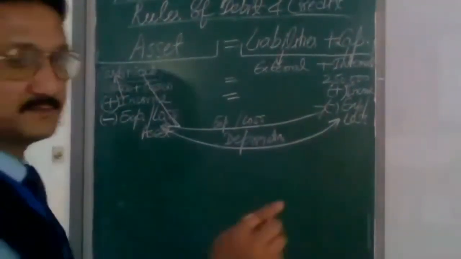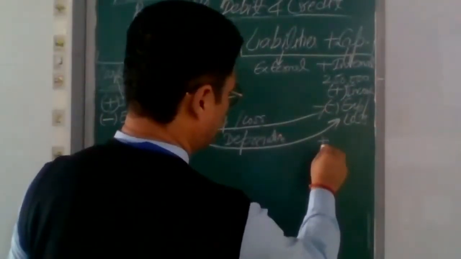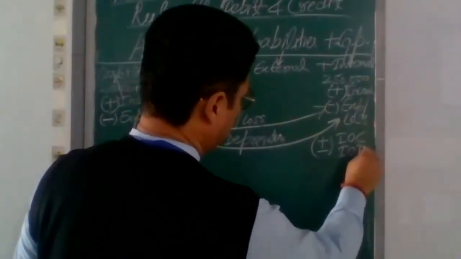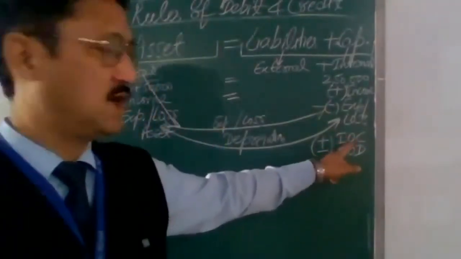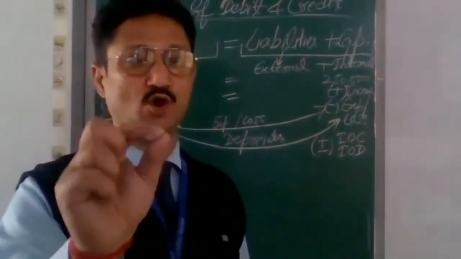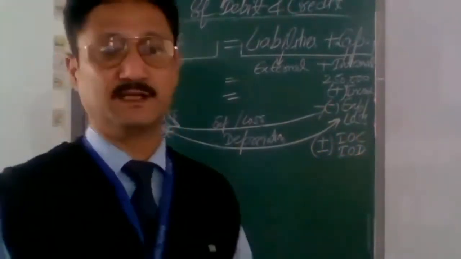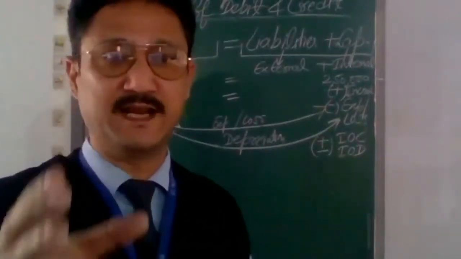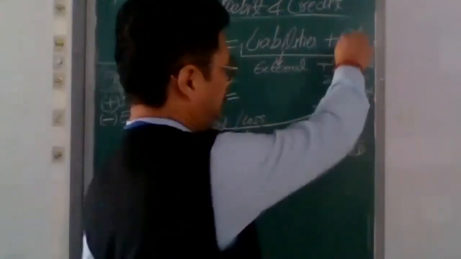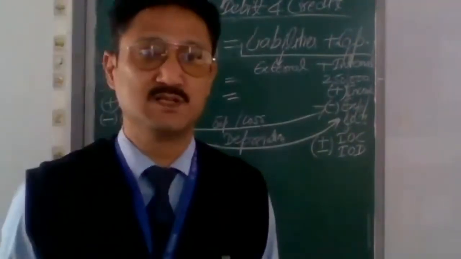Two very important ones: interest on capital and interest on drawing. Interest on capital and interest on drawing, both will be subtracted and added only in capital. I will explain to you why it is so.